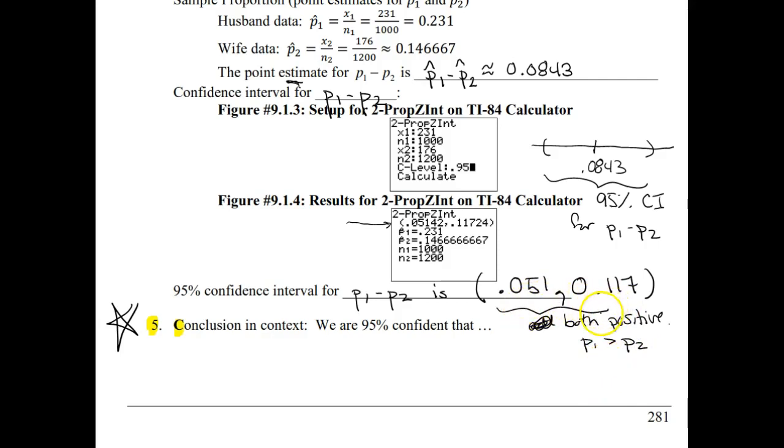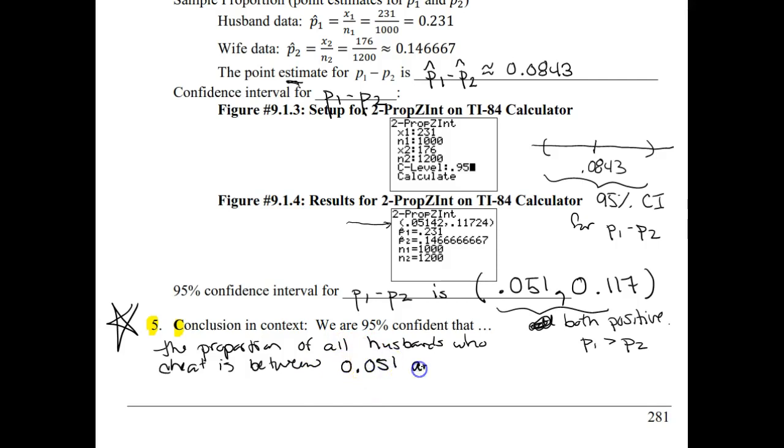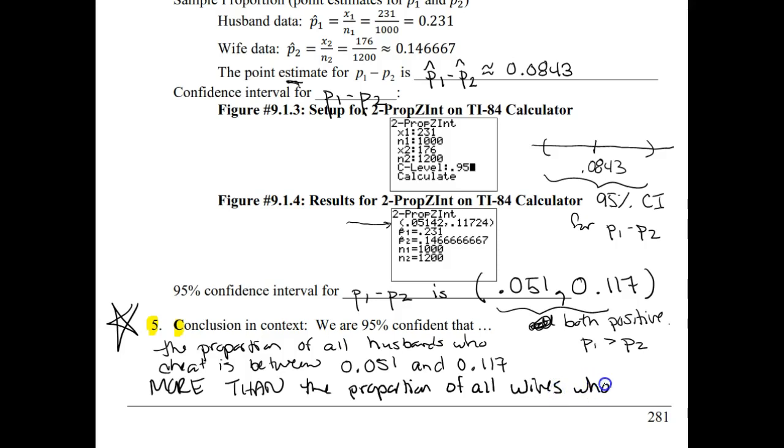So we are going to say we are 95% confident that the proportion of all husbands who cheat is between 0.051 and 0.117 more than the proportion of all wives who cheat.